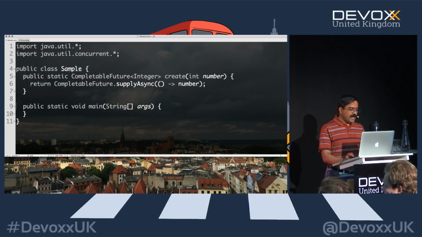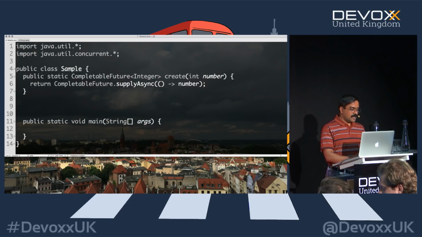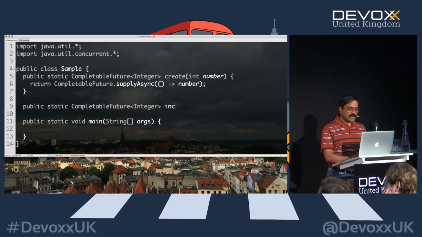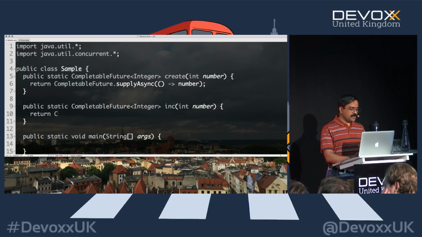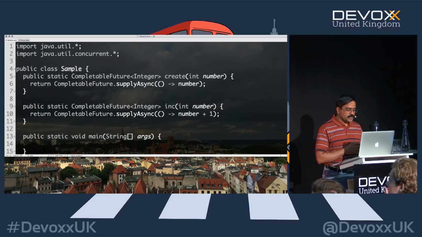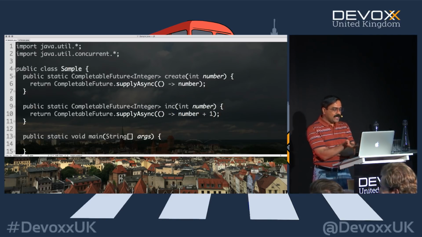Let's go to the main function, and in the main function, let's say we have another function, public static completable future integer, we'll call it inc. This takes a number, and what it's doing is returning a completable future dot supply async, but it's returning the given number plus 1. So we know what inc is doing.